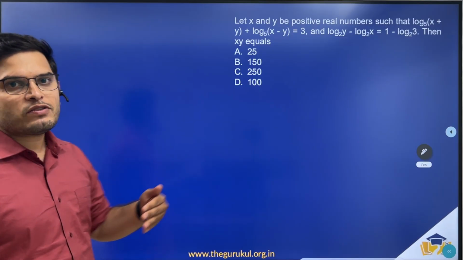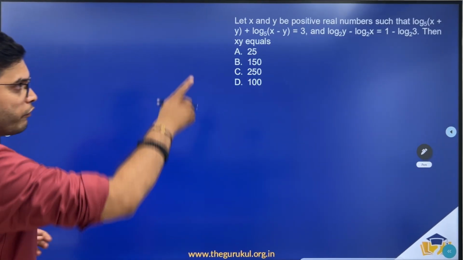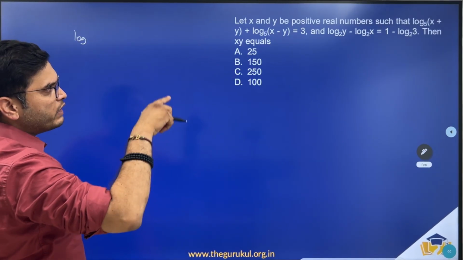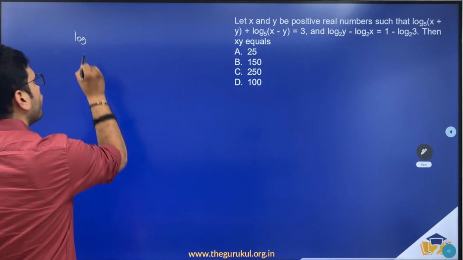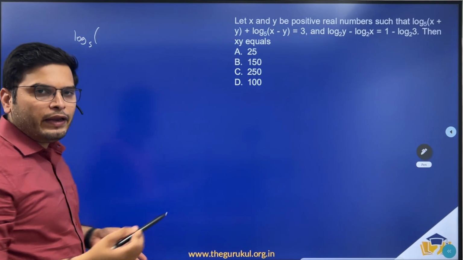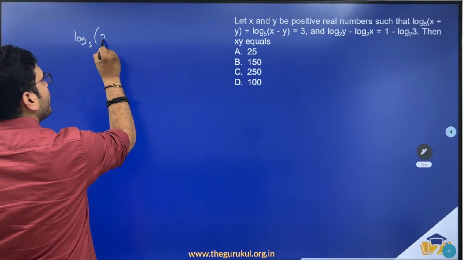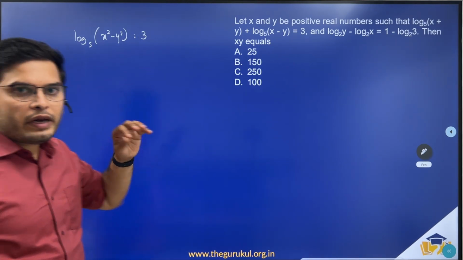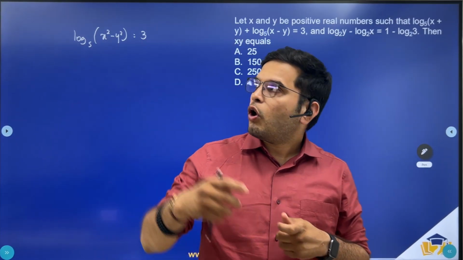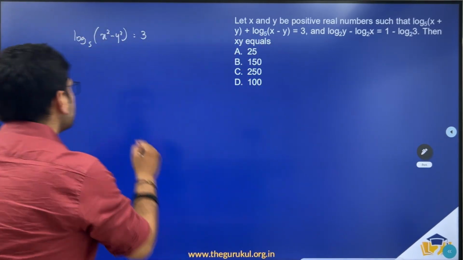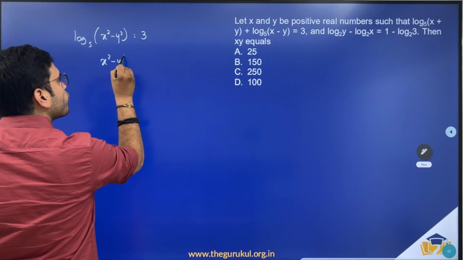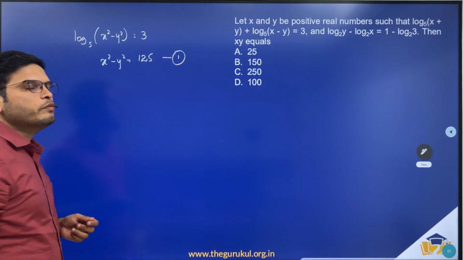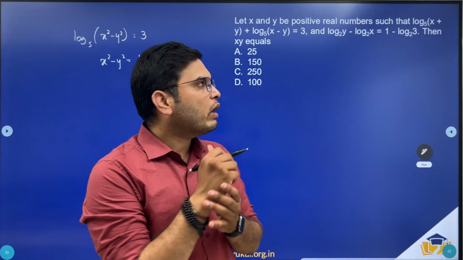Now we know that log x plus log y is nothing but log xy. From the first equation I'll be applying that. So you'll have log base 5 of (x plus y) plus log base 5 of (x minus y), which will be log base 5 of (x plus y) into (x minus y). So that would be x square minus y square, and this is equal to 3. Now let me convert this logarithmic equation to exponential form, right? So x square minus y square will be 5 power 3, which is 125. So we have one equation in terms of x and y, x square minus y square being 125.